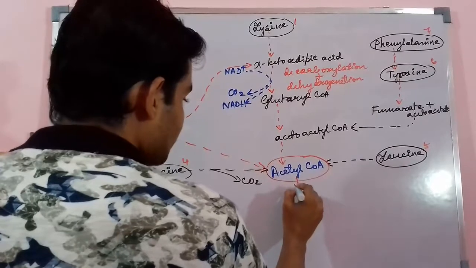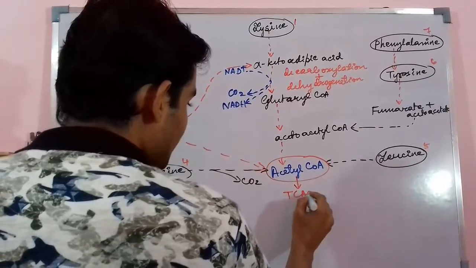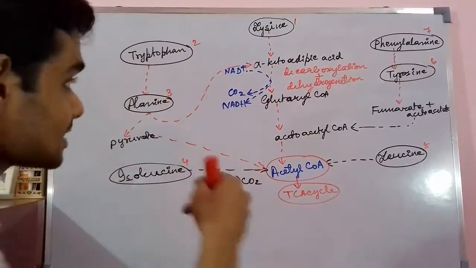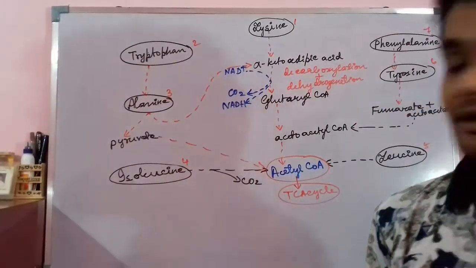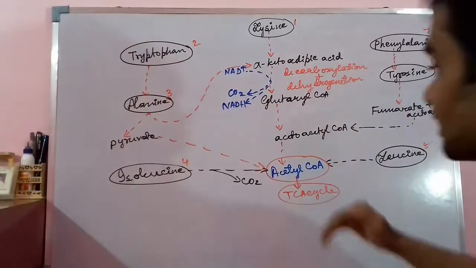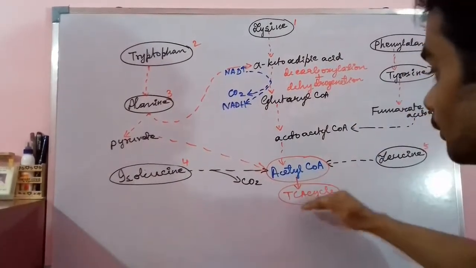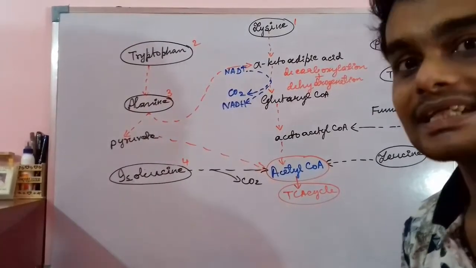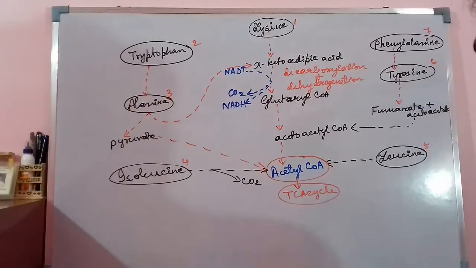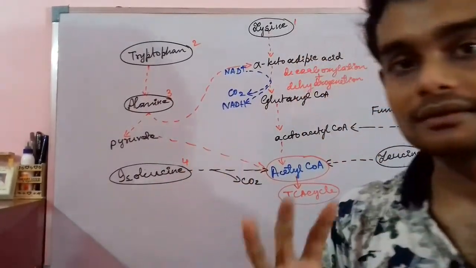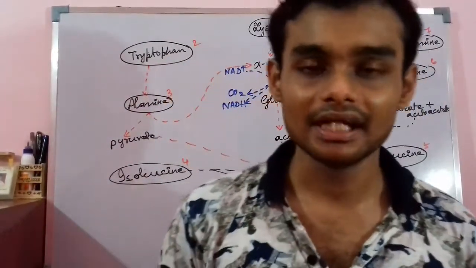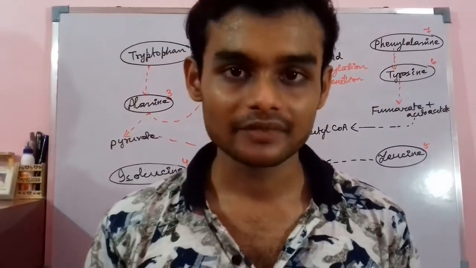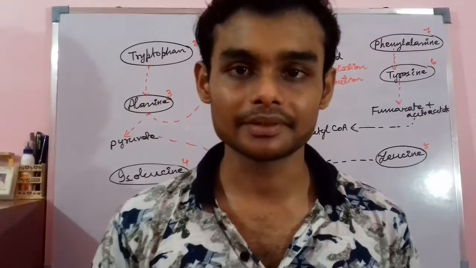Acetyl-CoA, which takes part in the TCA cycle. So these are the 7 different amino acids which are ultimately getting converted to the acetyl-CoA molecule, which enters the TCA cycle in the matrix of mitochondria. So this is all about how the 7 different crucial glucogenic as well as ketogenic amino acids get converted to acetyl-CoA, which continues the different carbohydrate metabolism process.